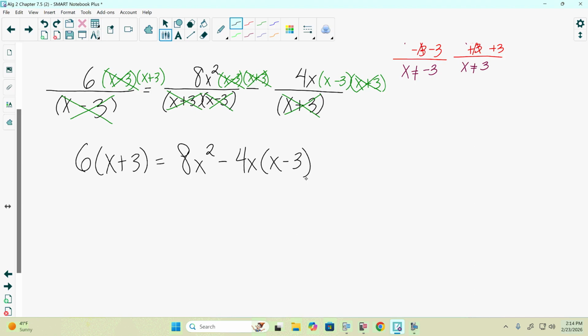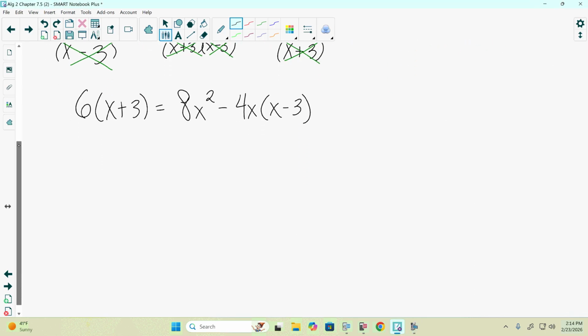Again, the biggest thing I would say with solving these and simplifying is taking it one expression at a time. Questions on how we got to this point here?